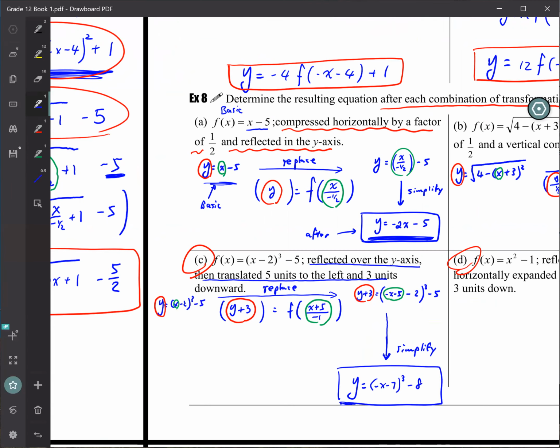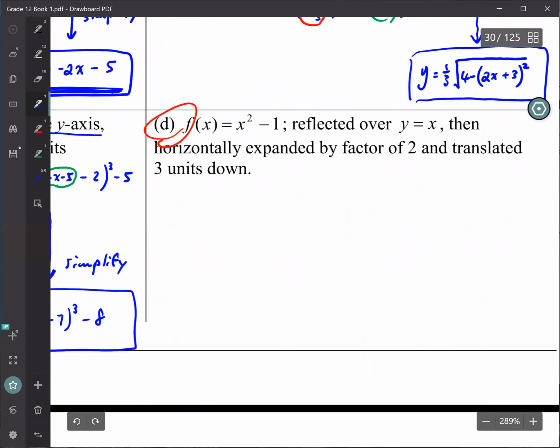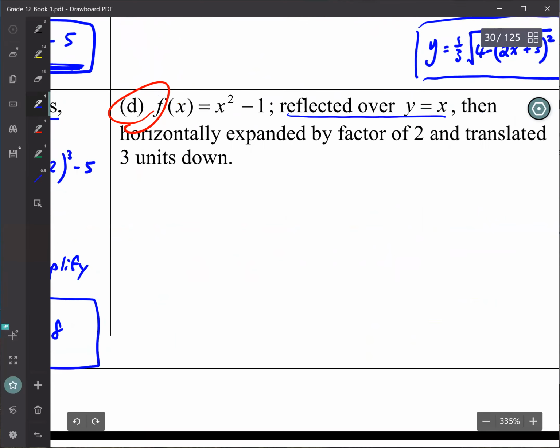Question D. As I read this one, I remember William. William, are you there? Yeah. Because when I marked your homework, I remember you kept writing reflect over y equals x. You only have this when what happens? When there's an inverse. An inverse is not about looking at negative signs. You have to see either f of -1, f inverse, the little -1, or you see the x and y swap.